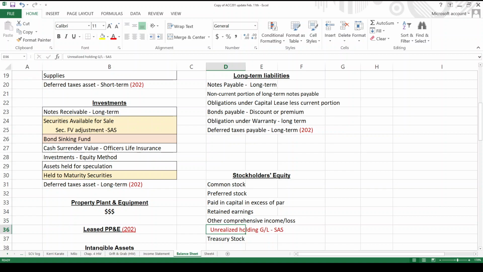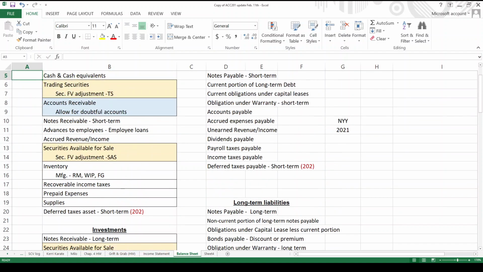The bottom line is that the unrealized holding gain or loss on a security available for sale does not go on the income statement. It goes in the stockholders' equity section. If you're ahead of the game, your fair value is greater than your cost, this is going to be a credit balance. If, on the other hand, you're losing money on paper, this is going to be a debit balance. Now, in stockholders' equity, when you have a debit balance, that reduces the total.